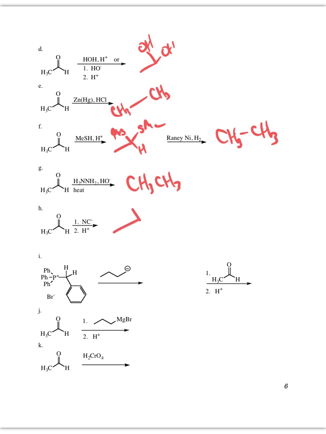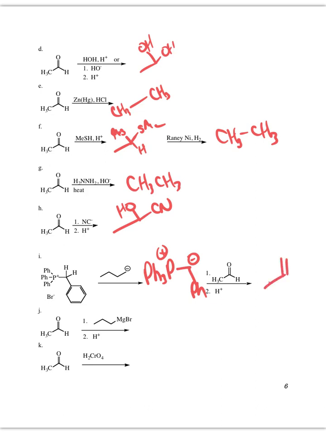CN minus is going to give us the OH and the CN. The next one is a Wittig salt, or Wittig reaction. We're going to take the hydrogen off of the acidic carbon, the one next to the positively charged phosphorus, because we can draw a resonance structure of that, and then that's going to react with the carbonyl. We'll draw the mechanism later when it fits on a page.